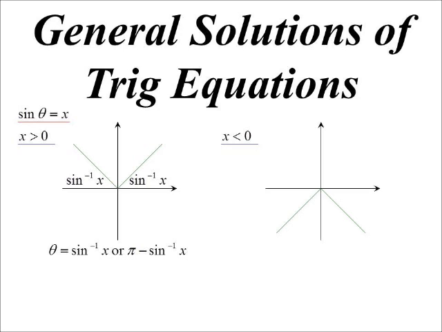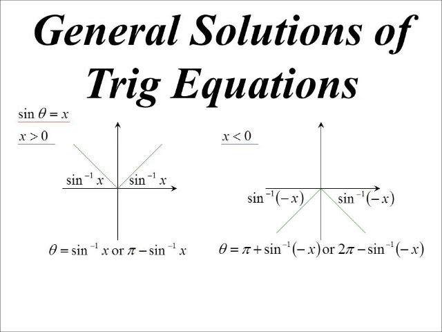But if x was less than 0, we now know that we're in the third quadrant, but the acute angle would not be the inverse sine of x, because x is now a negative number. To get the acute angle, we need a positive number. So the inverse sine of negative x would be the acute angle. And the other possibility, of course, is over in the fourth quadrant. So my two answers are pi plus the inverse sine of negative x, or 2 pi minus the inverse sine of negative x.